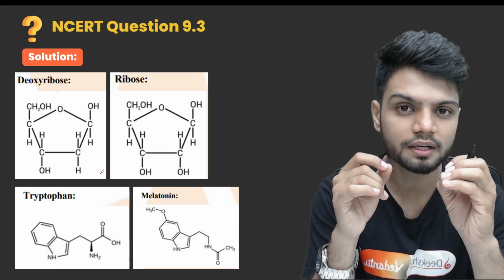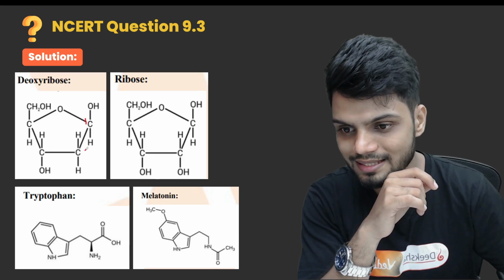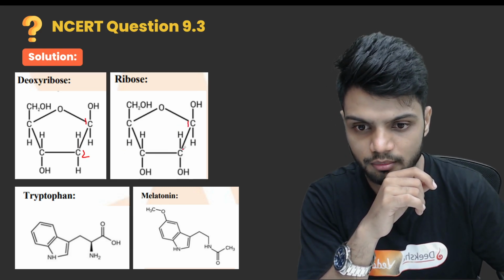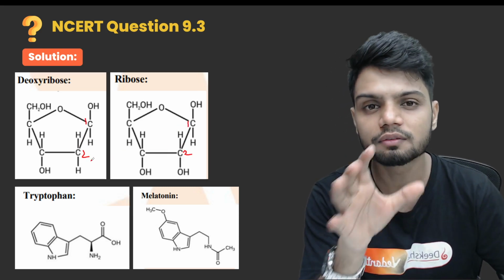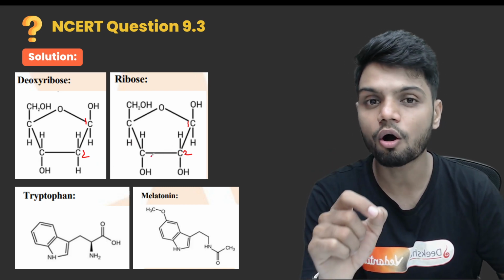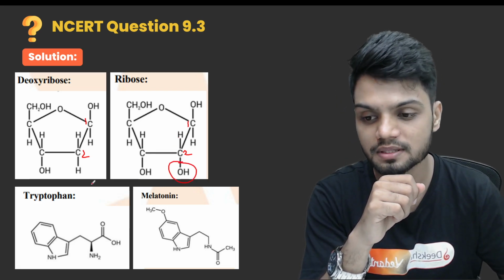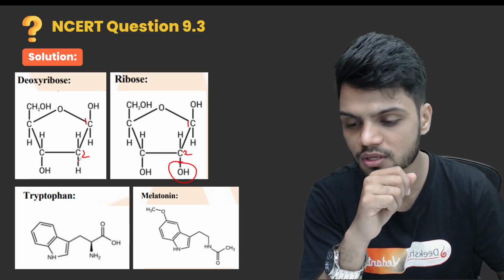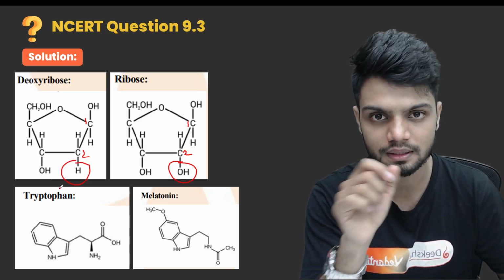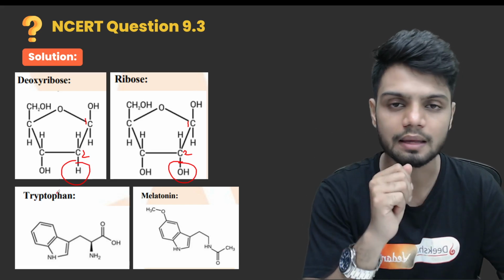Now the best way to identify is just to look at the carbon. Look at the first carbon and the second carbon. Do you find the difference here? Look at the second carbon. Look closely at the oxygen present here. In case of ribose, we have OH, that is, oxygen is present, while in deoxyribose, the oxygen is completely absent. That is the main crucial difference between deoxyribose and ribose in nature.